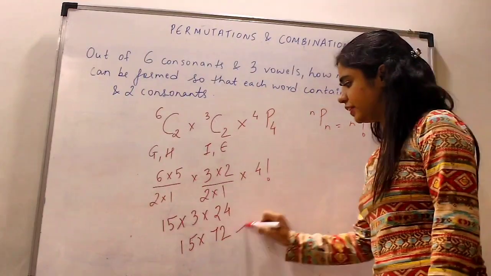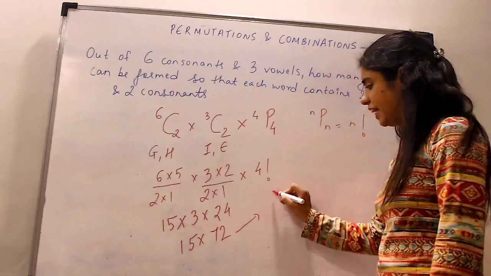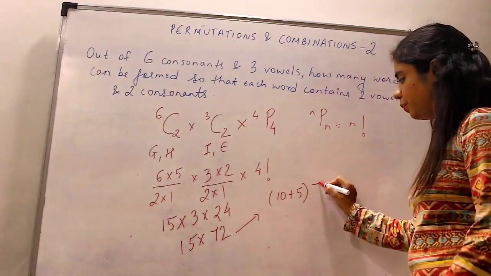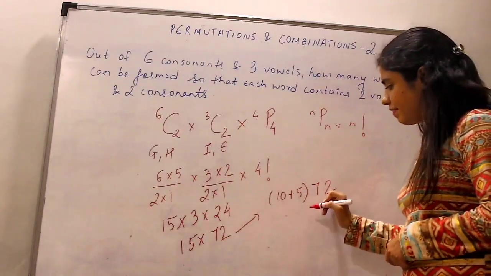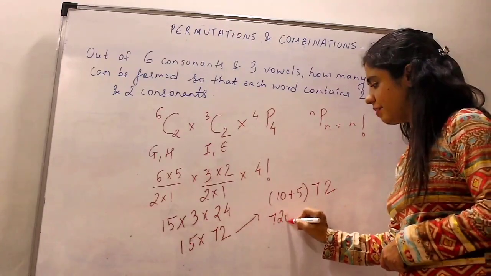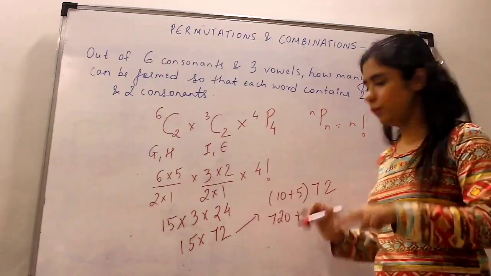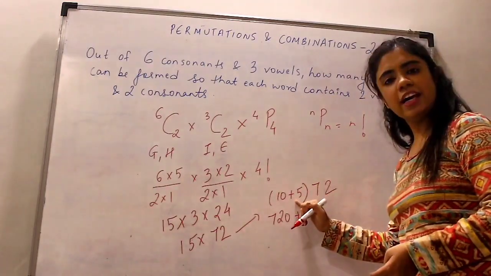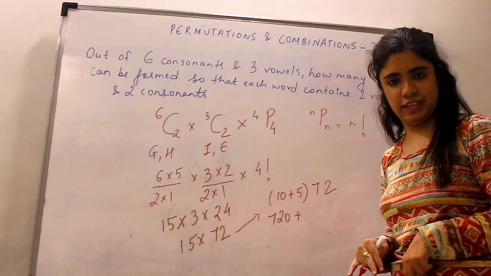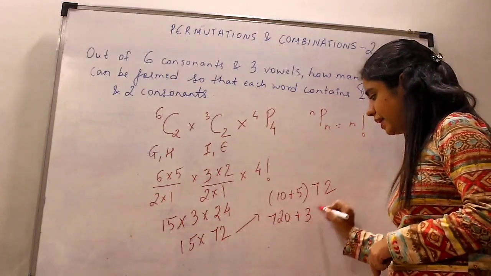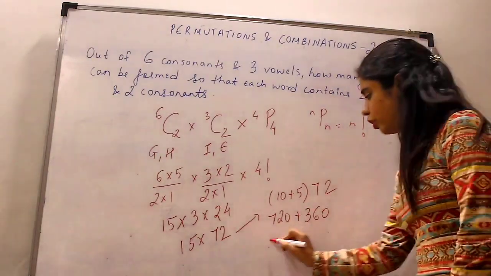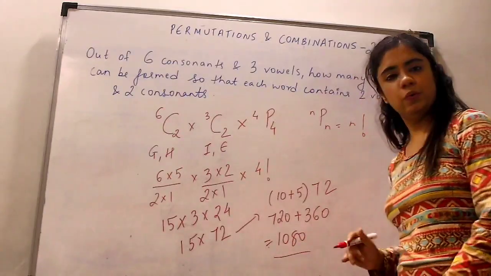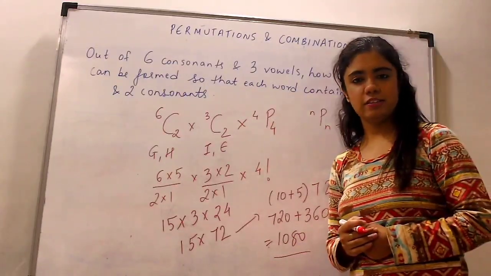How do you calculate it further? I can break 15 as 10 plus 5 and I can write 72 as it is. 72 into 10 is 720. If 72 into 10 is 720, so 72 into 5 will be half of 720. Half of 720 will be 360. So your net value will be 1080. So this becomes your answer.